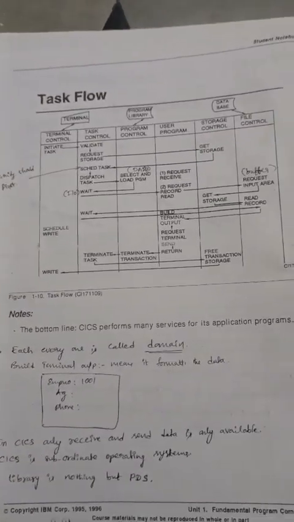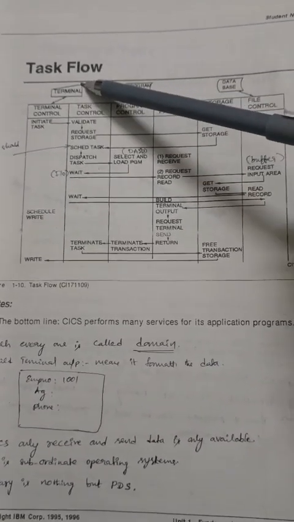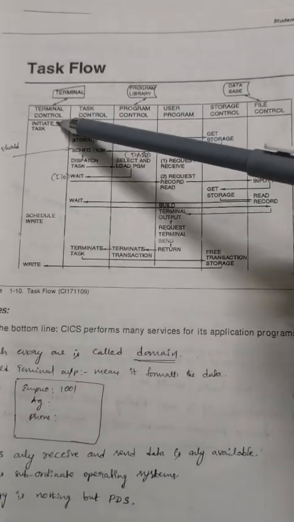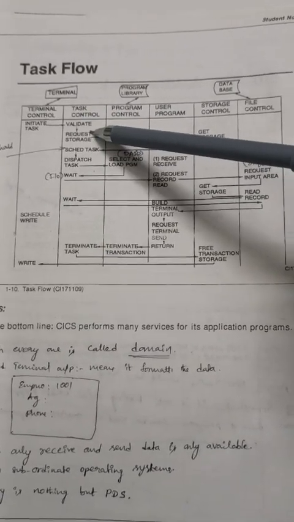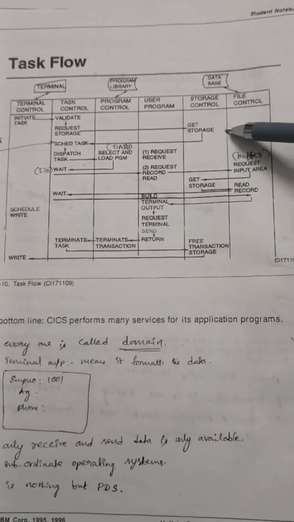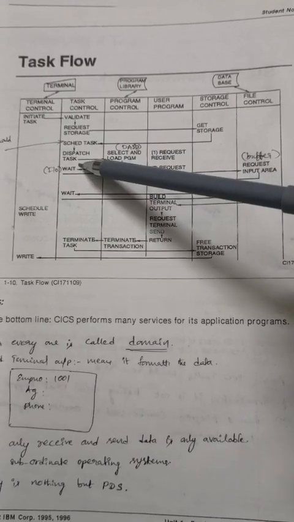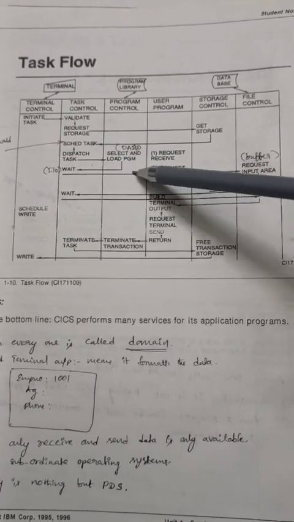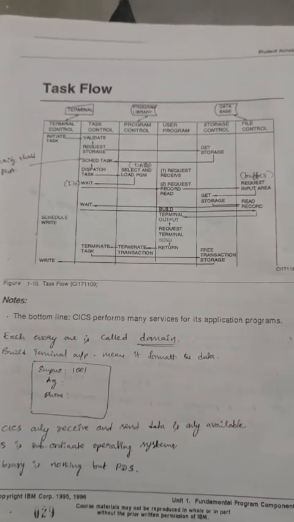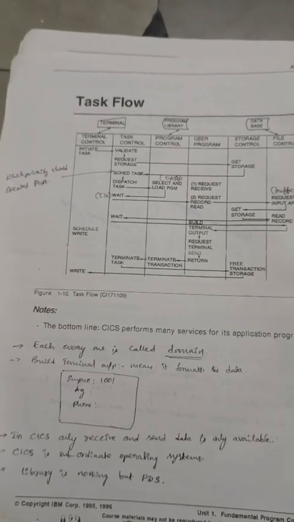This is the main flow of the task flow. Here is how the task flow works: when a terminal user enters, the terminal control area will initiate the task, validate the task, set the request, get the control area and storage, and pass it to schedule task. Once the task is dispatched, it will wait for the next operations. This is mainly how the task flow works.